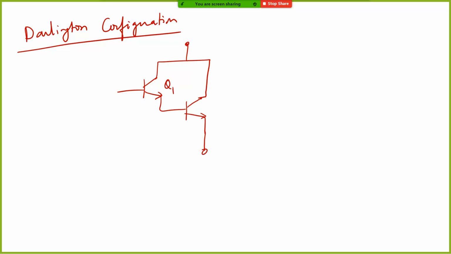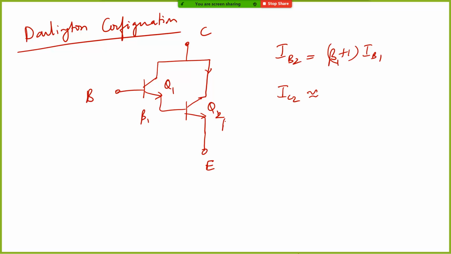What have we done here? Let's say this is your base, this is your collector, this is your emitter. Now what is happening is IB2 is given as what? Beta plus 1 times IB1, and therefore the total collector current here, IC2, is going to be what? Let's say this has a beta 1, this has beta 2. The total collector current IC can be written as approximately beta 1 times beta 2 times IB. Basically you are having beta multiplication with these Darlington pairs.